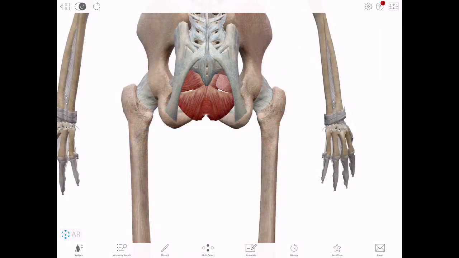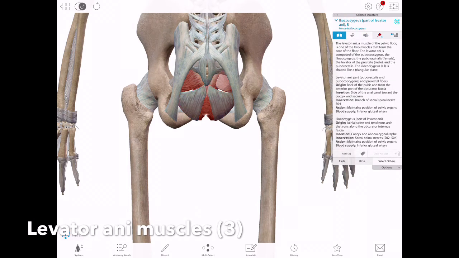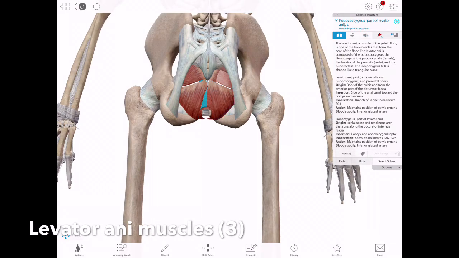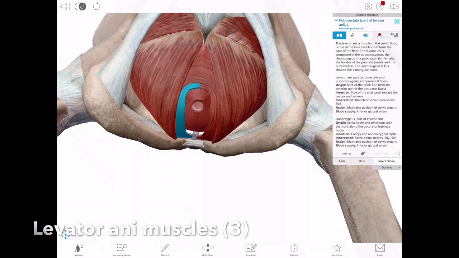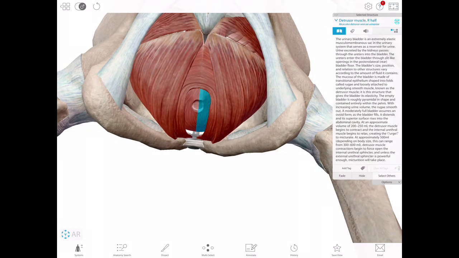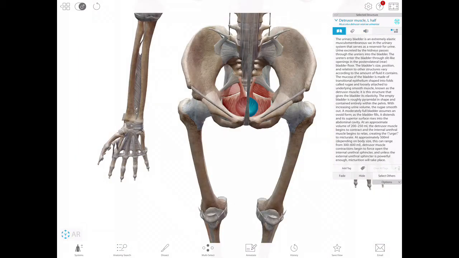Take a look at the pelvic floor muscles. So up here we have the coccygeus, and over here we have the iliococcygeus, and right here, pubococcygeus, and this muscle, puborectalis, and this is detrusor.